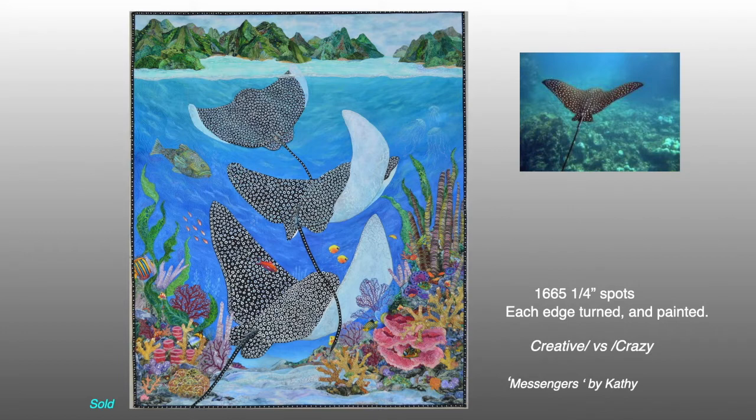I love those dramatic black and white spots till I ended up having to make over 1,600 of them. Each turned using my favorite applique method of turning your edges, and then they each had to be painted with a black dot too. Sometimes my creativity borders on a bit crazy.